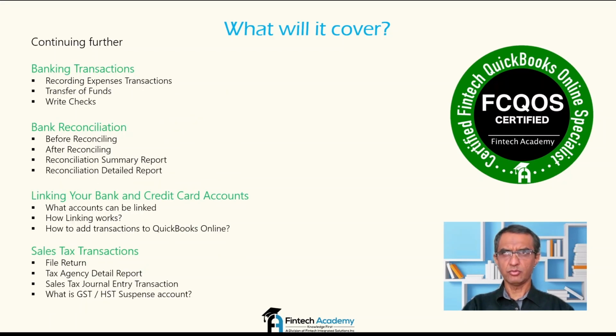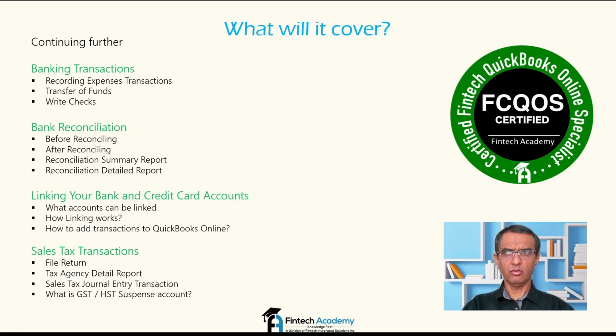Once we have understood this portion, we'll be taking over the valuable part, which is banking transactions, recording the expense transactions, the transfer of funds, movement of funds between accounts, writing checks, which is money going out. Further, we'll look at bank reconciliation, of course, a very valuable portion in any organization. So what is the status before reconciling, and where do we stand after reconciling? What is the reconciliation summary report? How do we view that? What should we look for in there? How do we confirm that our reconciliation is correct? The reconciliation detail report, what does it cover?